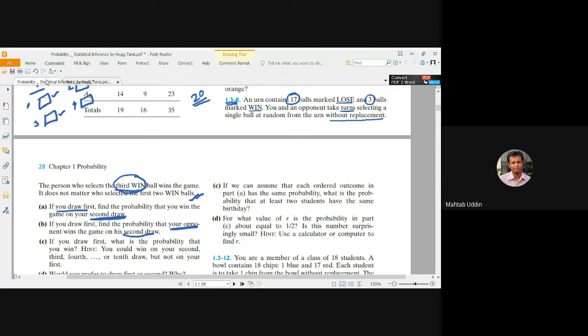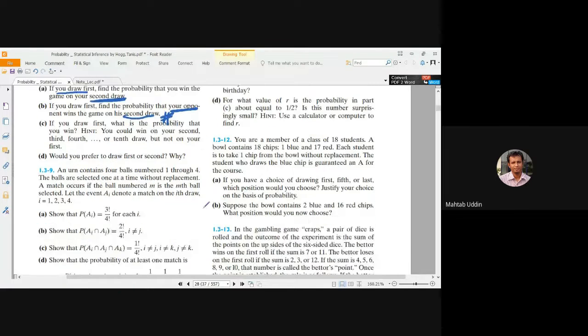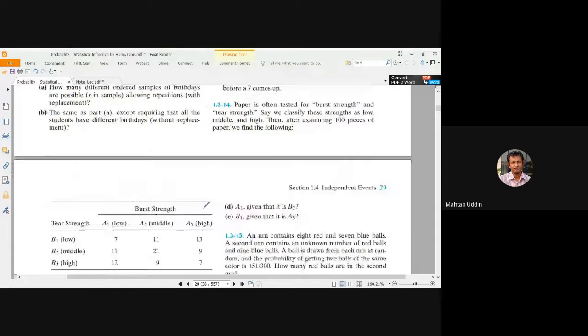We do not intend to do number C. We will keep ourselves within A and B. Then number 15.